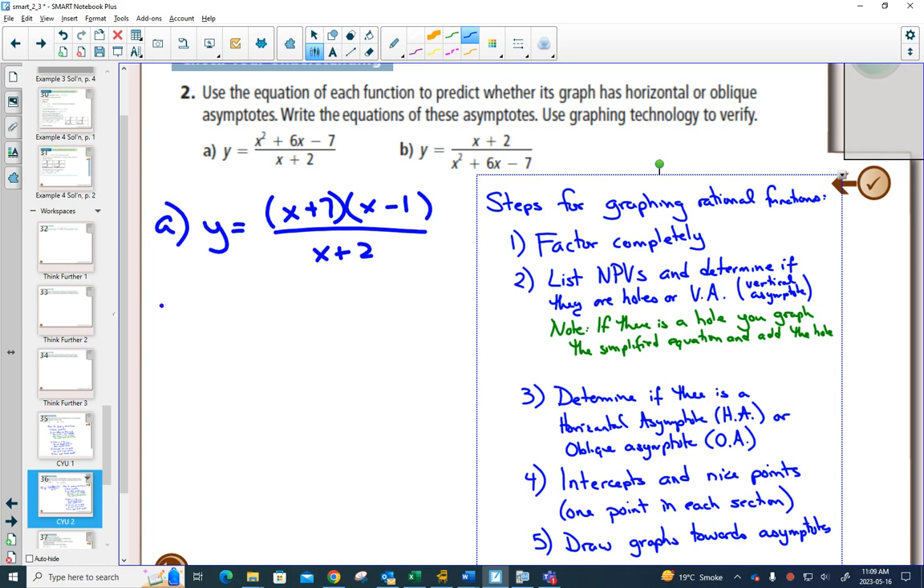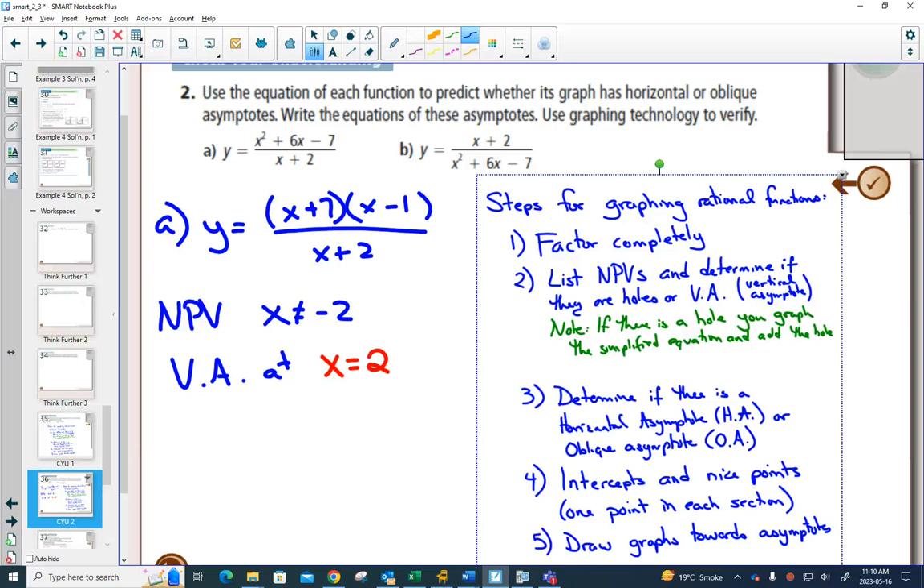Once it's factored, you can list your non-permissible value. In this case, x can't equal negative 2 because it would cause you to divide by 0. And then you have to make a decision: is that non-permissible value going to be a hole, or is it going to be a vertical asymptote? If the non-permissible value simplifies and goes away, then it's a hole. If it doesn't simplify and go away, it is a vertical asymptote. So we have a vertical asymptote at x equals 2.